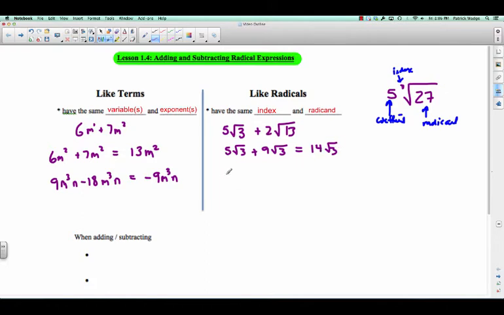And one more example, if it was 8 times the fifth root of 8, and we're taking away 7 times the fifth root of 8. So this is 8 times the fifth root of 8 minus 7 times the fifth root of 8. They both have the same index, 5. They both have the same radicand, 8. We can do this. 8 take away 7 is 1 times the fifth root of 8. That's just the same as the fifth root of 8.